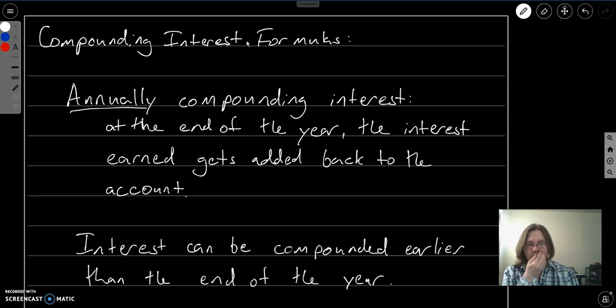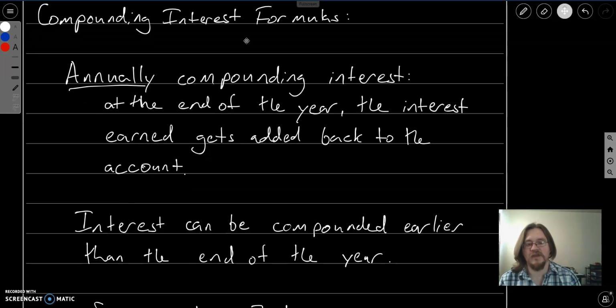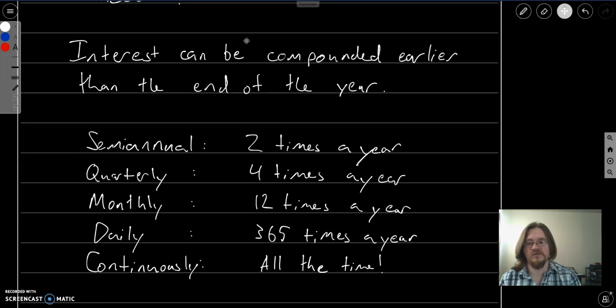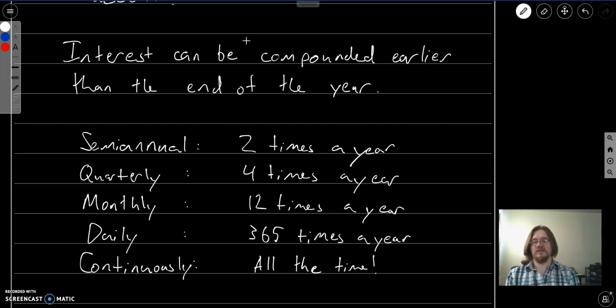And there's no reason why this just has to be done at the end of the year. So for instance, maybe halfway through the year, whatever interest we earned gets put back into the account, and since the account has now grown a little bit, we'll earn a little bit extra interest. So there's a few common words that we can associate with this. If we compound interest semi-annually, this means that twice a year, so at the halfway point and then at the end of the year, the interest that we've earned will be added back into the account, so that our account amount grows and we earn a little bit extra interest.